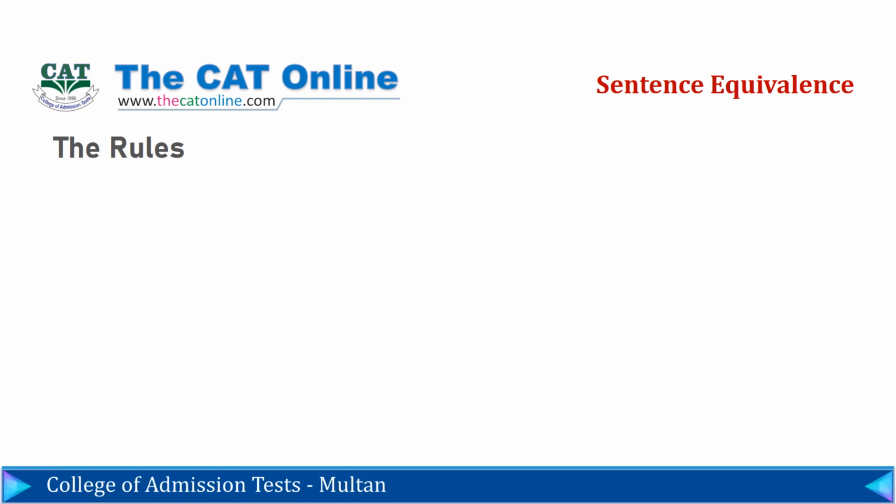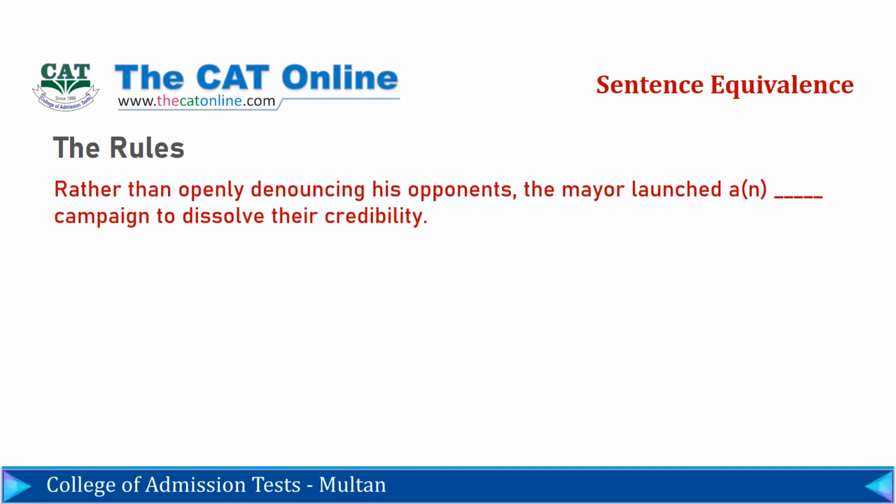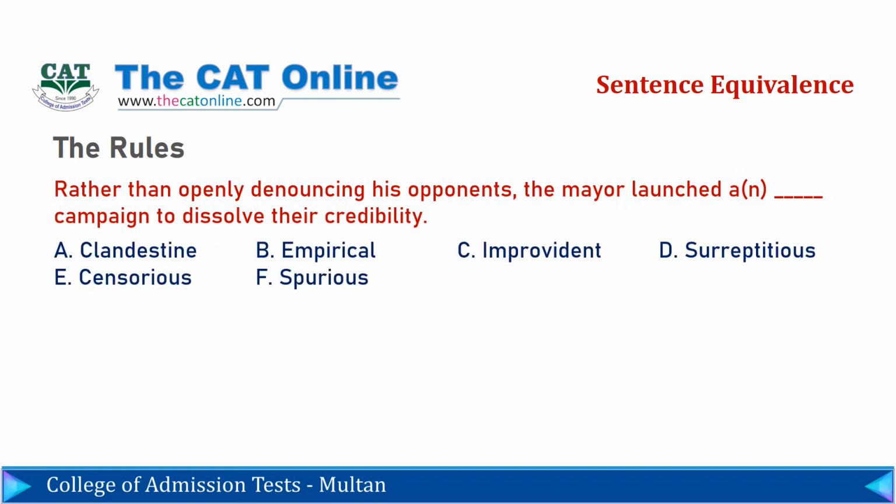On each sentence equivalence question, this is what you'll get. Rather than openly denouncing his opponents, the mayor launched a blank campaign to dissolve their credibility. A. Clandestine. B. Empirical. C. Improvident. D. Surreptitious. E. Censorious. F. Spurious. Each question gives you one sentence, with one blank and 6 possible words to go in the blank.